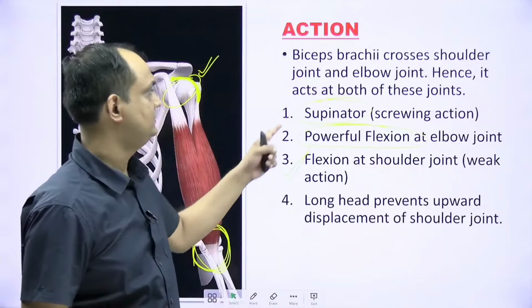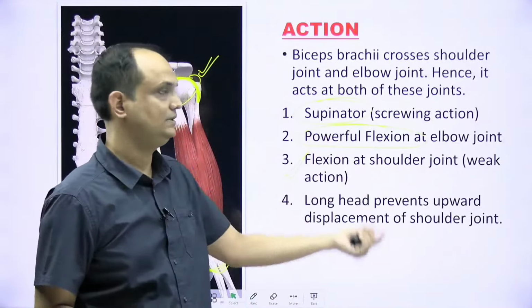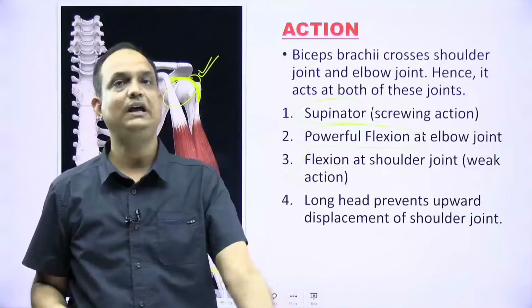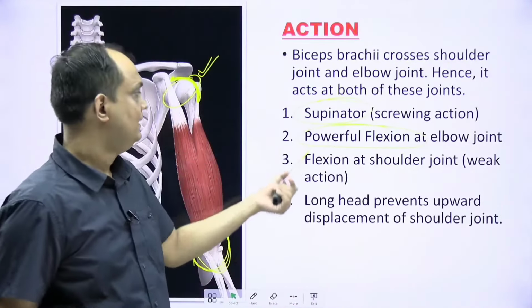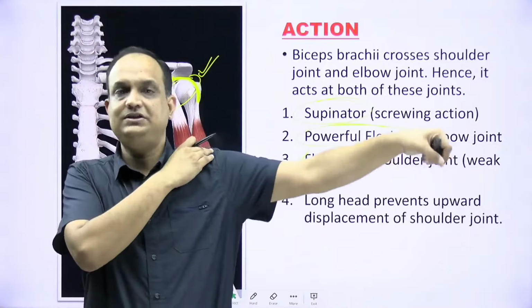So, what are the actions? First is the supination, second is the flexion. Now, flexion is very simple. This is the flexion of the elbow joint, which is caused by two muscles, brachialis and biceps brachii. Flexion at the shoulder joint: this is the extension, this is the flexion.